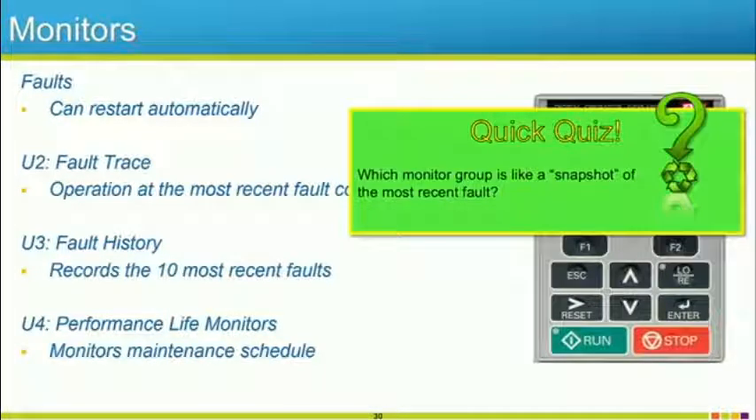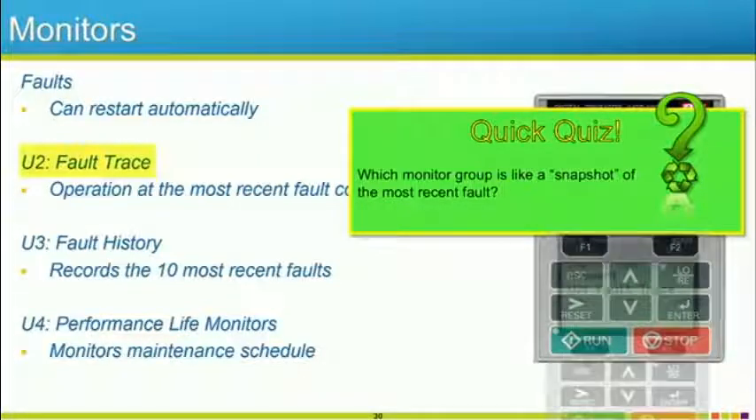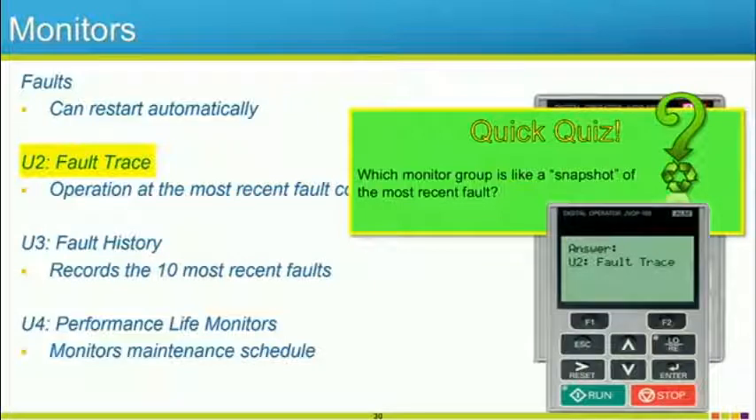Quick quiz time. Which monitor group is like a snapshot of the most recent fault? The answer is the U2 fault trace group. The fault trace group can be described as a picture or a snapshot that was taken when the unit faults out. This snapshot stores key operation monitors so that the unit's troubleshooting can be done more efficiently.